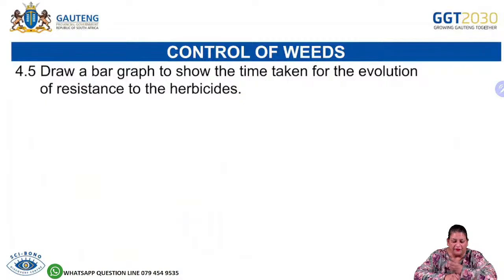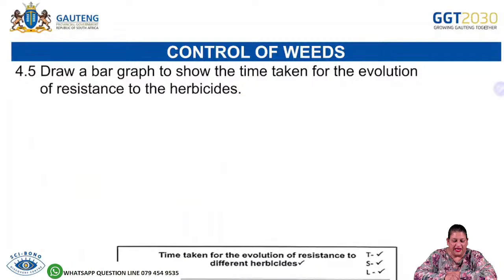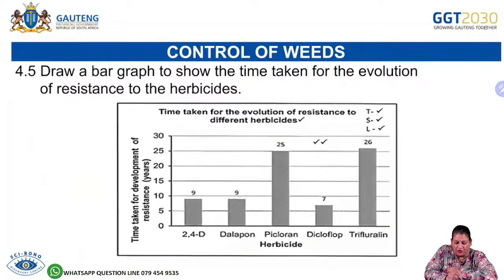So draw a bar graph to show the time taken for the evolution of resistance to the herbicide. And you can see here that you have your x-axis and your y-axis, and then your x-axis is where you have your 5 different types of herbicides which that farmer could control, and then the time taken was plotted here. That's your dependent variable. Time taken for development of resistance, you can see that your values are in brackets there, and you can see that the spaces between the bars are even, the bars are also even.